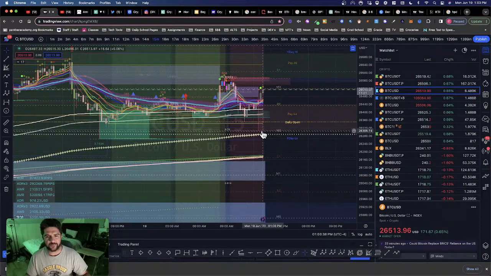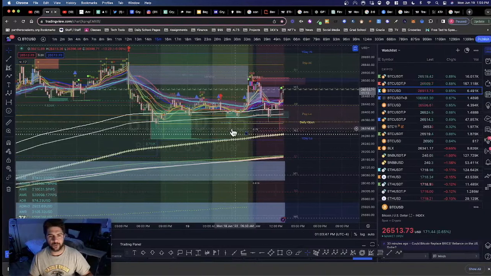But I would have my stop down into here. It's the last place he stop hunted. Stop hunt low. 1, 2, 3, reverse. Why would he? It could be.